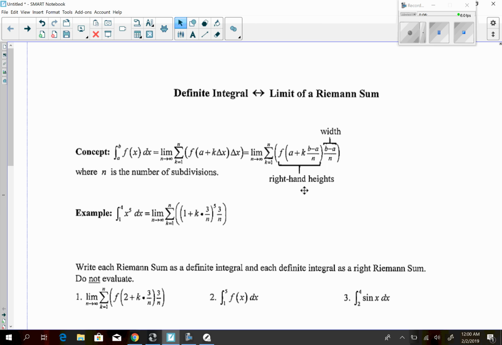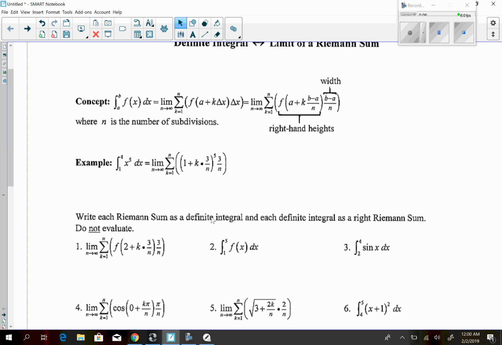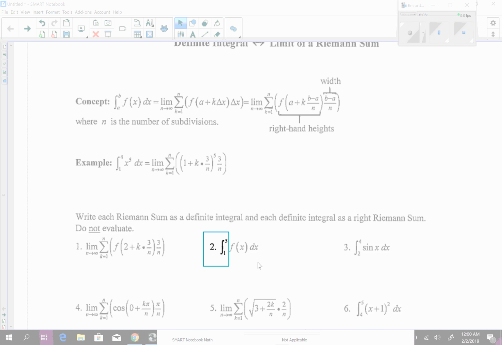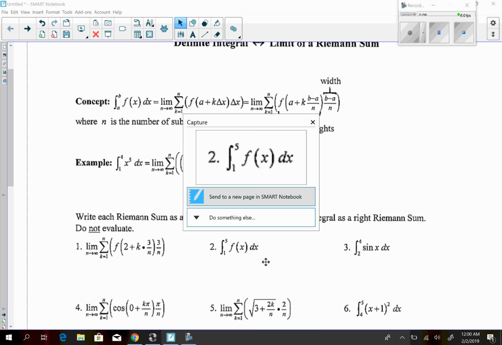So that's the example explained. The example has the question with the answer next to it. So there's all these exercises down here. I'll do a few of these with you. Let's do number 2. The directions are to write this integral as the limit of a Riemann sum.